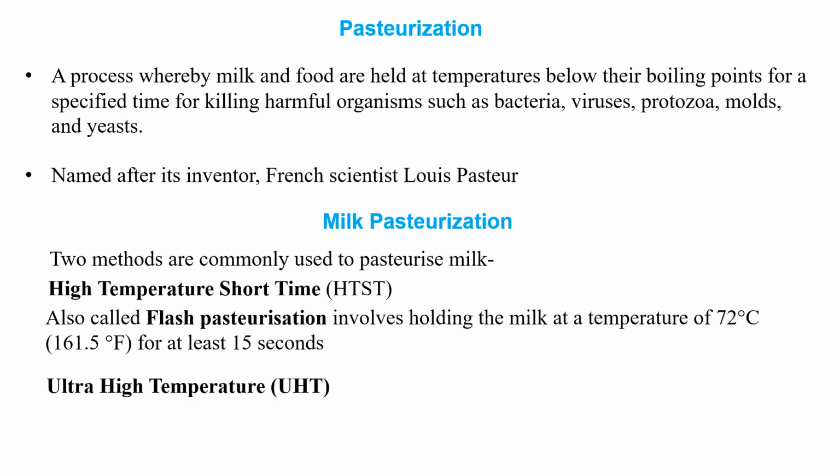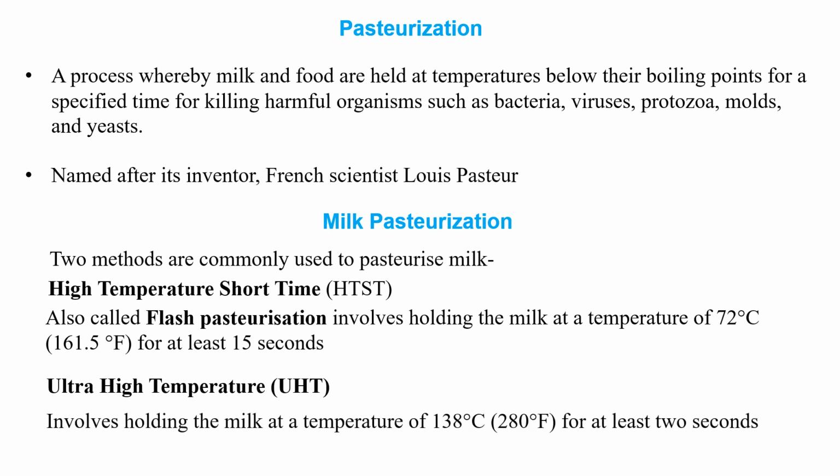The next method is ultra high temperature, which involves holding milk at a temperature of 138 degrees for 2 seconds. Ultra high temperature treated milk does not require refrigeration and can be safely stored at room temperature. The next physical method of microbial control is irradiation.